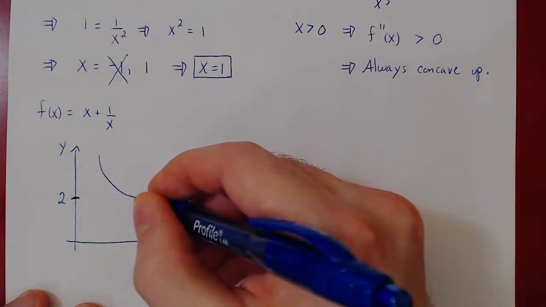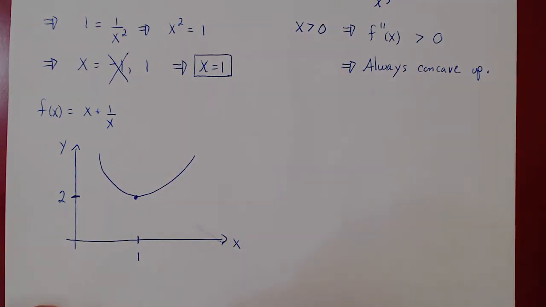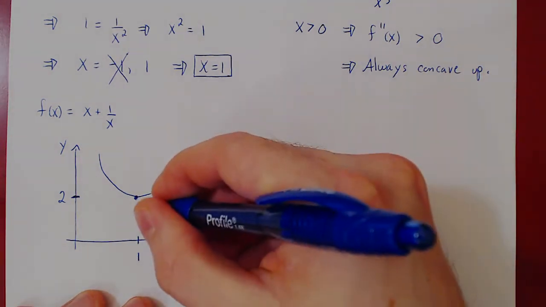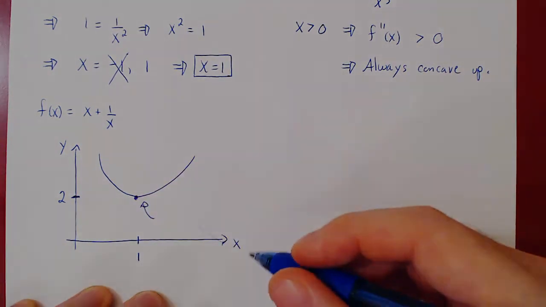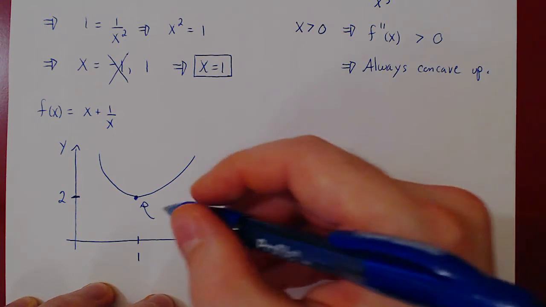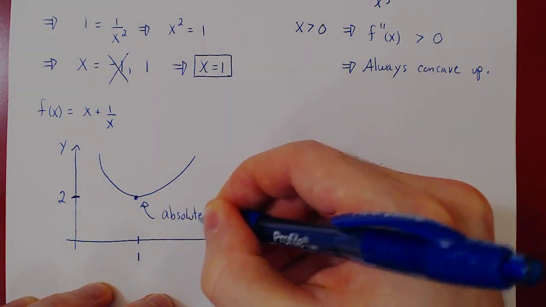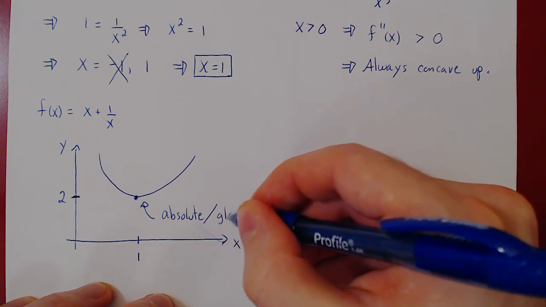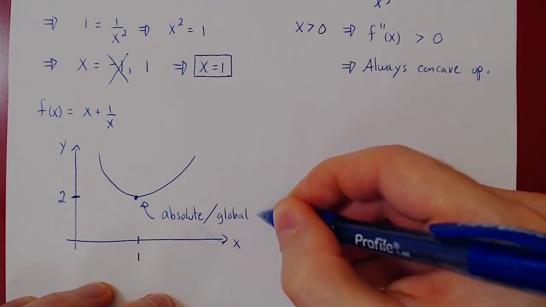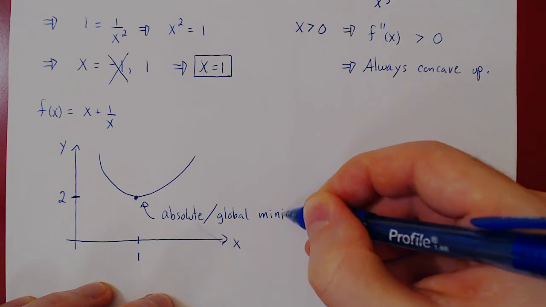And so if you notice, we have just found our absolute minimum. You can replace the word absolute by global. They are synonyms. So this is the absolute slash global minimum of the function.